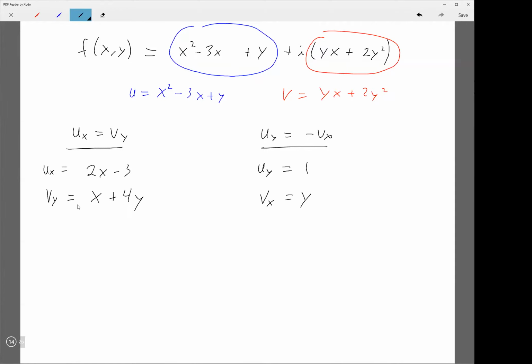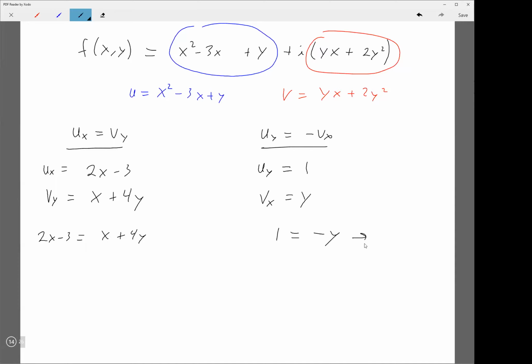Okay, so here, what you would do is say these have to be equal, right? So 2x minus 3 has to be equal to x plus 4y. But then over here, these have to be negatives of each other. So 1 has to be equal to negative y. Which one is easier to solve, this or this?